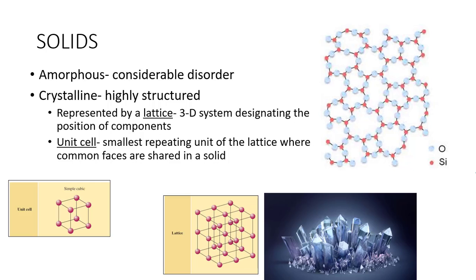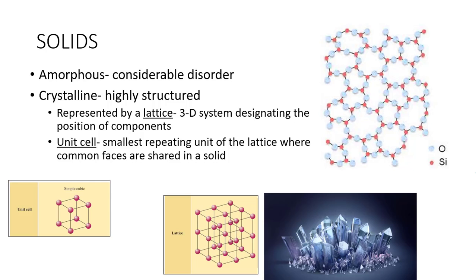In this video, we're going to discuss some of the structures that go into building a solid. To begin with, we can have two types of solids: amorphous or crystalline. Amorphous have a whole lot of disorder to them, while crystalline, those are your type A solid structures. They're very structured. They typically have what's called a unit cell, which is the smallest repeating unit of that lattice.